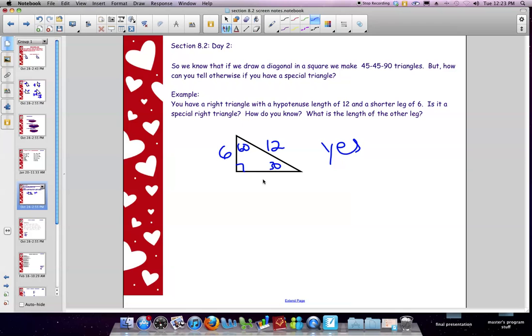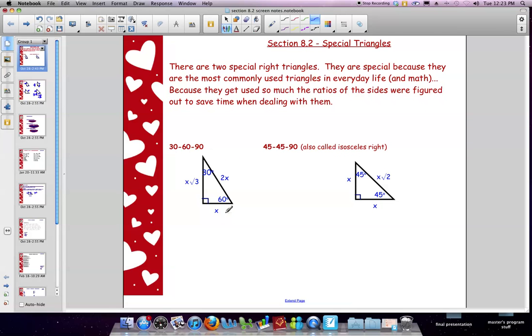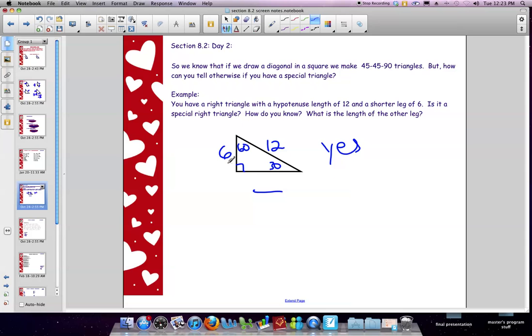And to get to the length of the third side, back up to your ratios. How do you go from the shorter side to the longer side? We times by the square root of 3. So we would take 6, which is the shorter side, and we would times it by the square root of 3, and that would be the length of the other leg. That concludes the entire lesson for section 8.2.